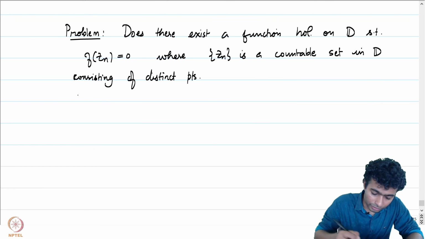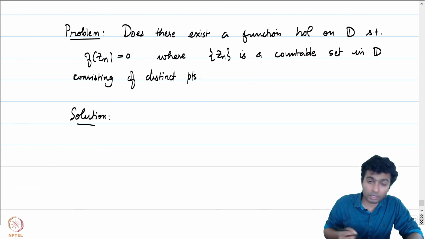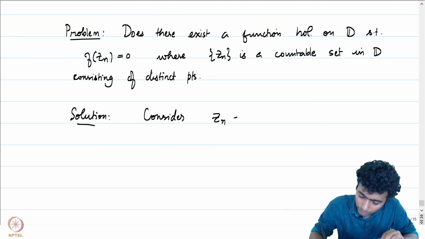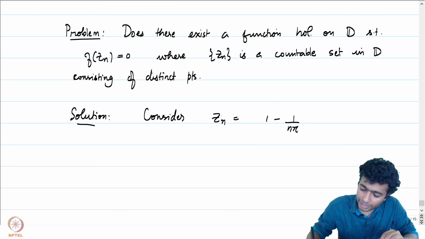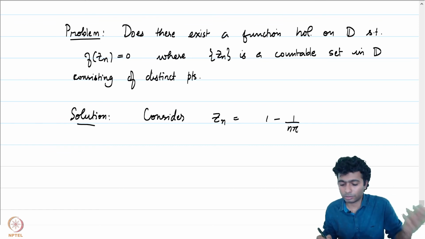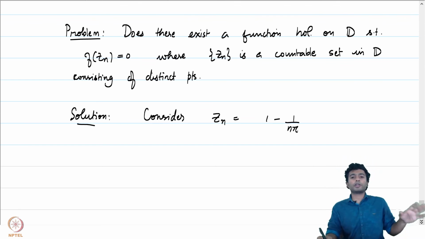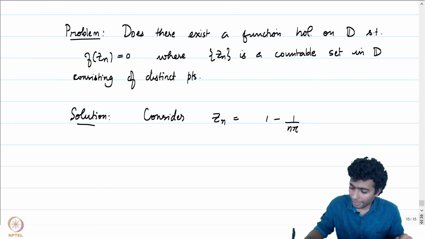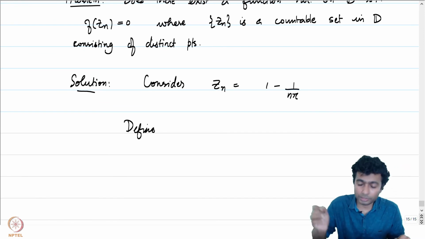Let's look at a solution for this. Consider the following sequence: Zn equal to 1 minus 1 by n pi. Notice that as n goes to infinity, this is a sequence which is converging to the point 1. So in particular, this is not going to be contained in any compact subset of the unit disk. And now define our function. The Zn's are all distinct, right?